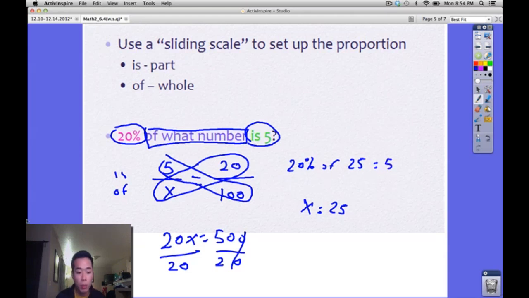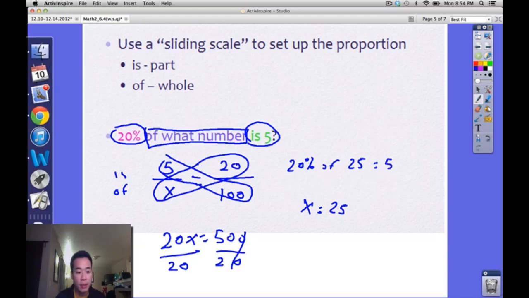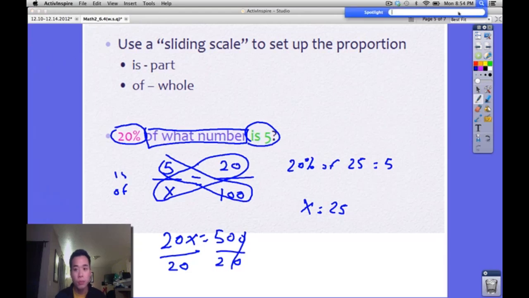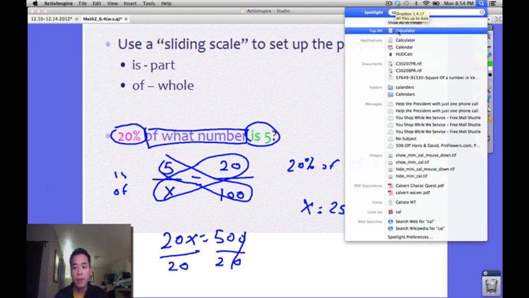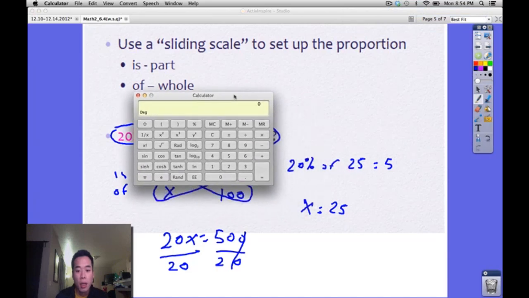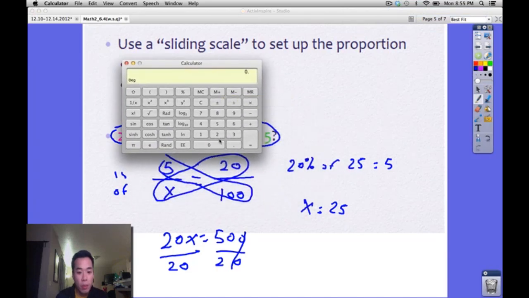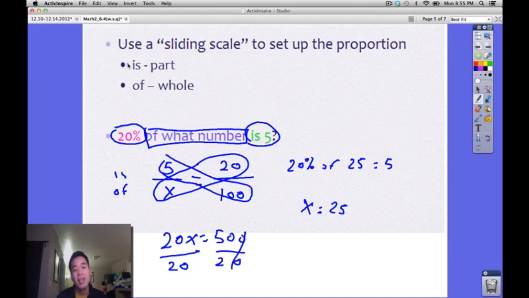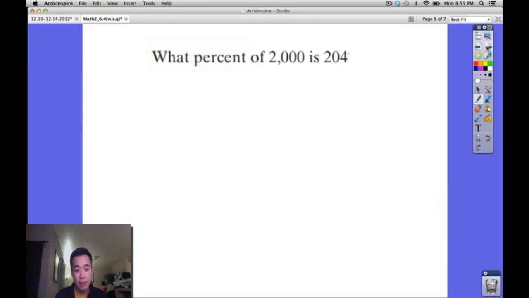You can quickly check your work one more time using your calculator. Sorry, my calculator is gone. Find it real quick. So 20% in decimal form is 0.20 times 25, my whole number. I should get 5, which I do. So I know that I got it right. I know that 20% of 25 is equal to 5. Again, is over of equals percent over 100 works every time.